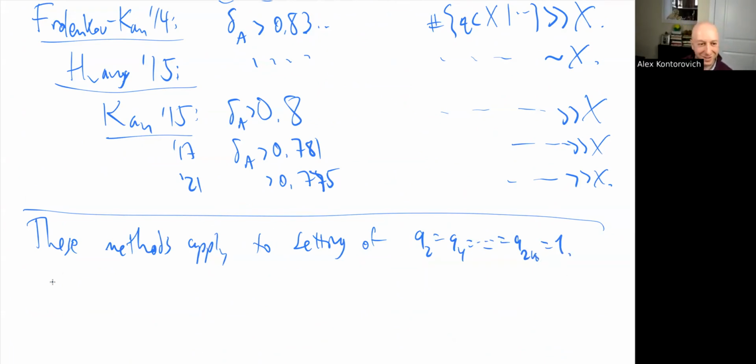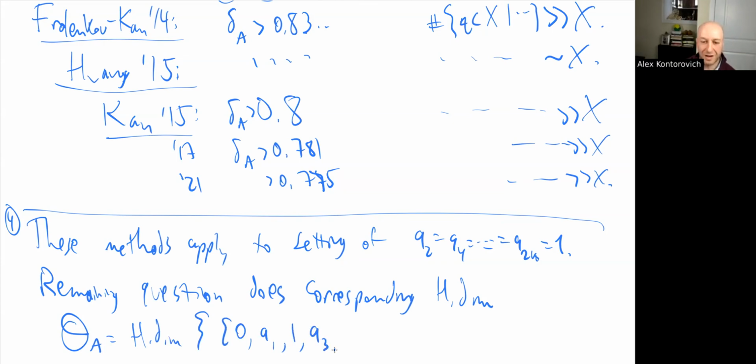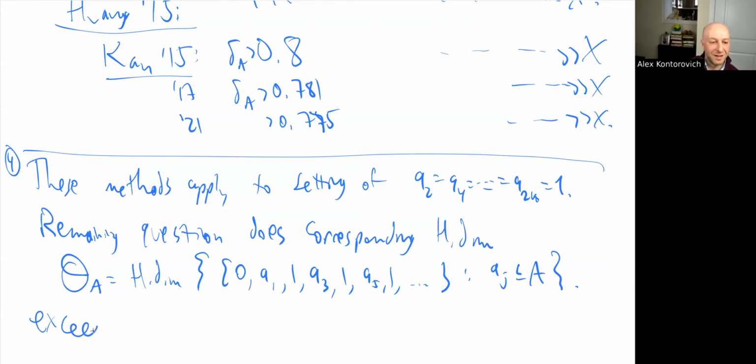And the only question, this is part 4, the remaining question, is: does the corresponding Hausdorff dimension, let's call this theta A, the Hausdorff dimension of the Cantor set where you start with a 0, you have A1, then a 1, then an A3, then a 1, then A5, then a 1, and this continues forever, and the AJs are all again bounded by A, exceed these numbers? Known values, now proved values.